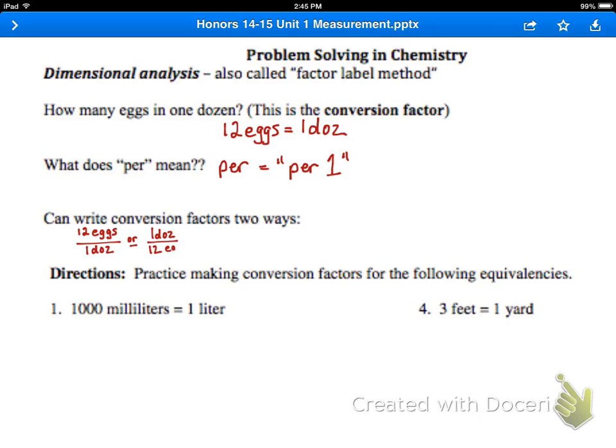So we can write a conversion in two ways which are absolutely equal to each other. We know that 12 eggs equals a dozen, or 1 dozen is equal to 12 eggs. So both of these are equivalent, yet we got to pick the one that's going to cancel the units the way we want to. So practice making conversion factors for the following equivalencies. And you've got more of these in your packet, but just do enough that you understand what we mean by setting up a conversion factor in a fraction form.